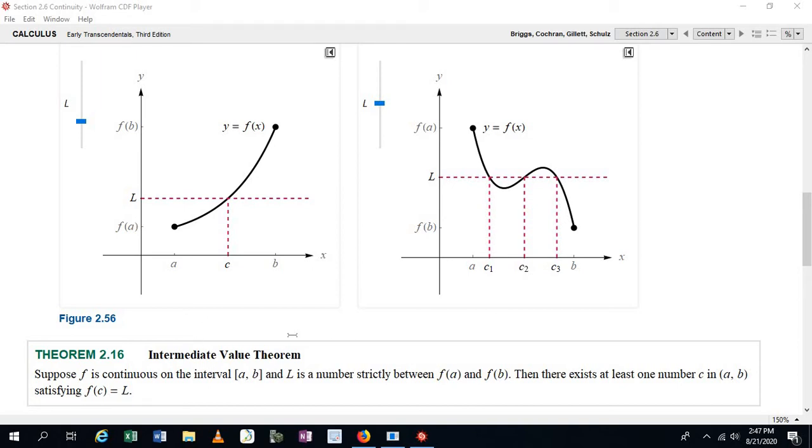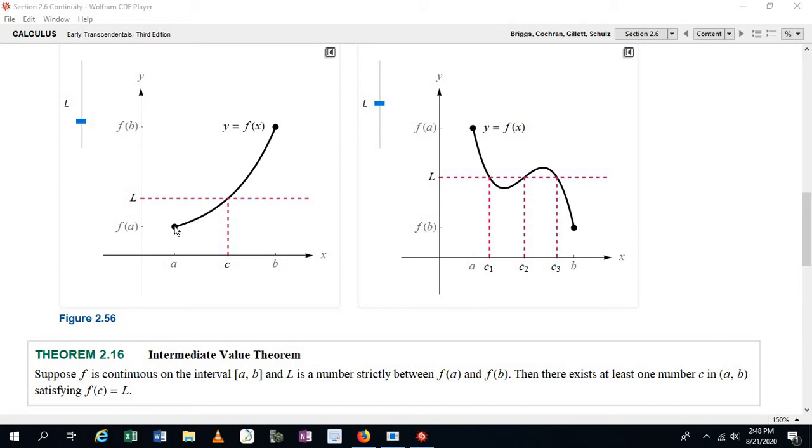So we've satisfied both conditions in this diagram. So the conclusion is there must exist at least one number c, which is this number here, in the open interval from a to b, which it is, such that f evaluated at c is equal to L. Well, when I take c and I evaluate the function at c, I do get L. So I think this diagram really shows why the intermediate value theorem is true.